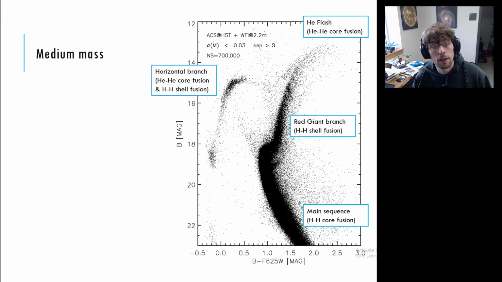This is called the horizontal branch, and it represents stars that are undergoing helium-helium core fusion and some hydrogen-hydrogen shell fusion. So this is when the core fusion actually initiates. And then as the star kind of settles down into its kind of rhythm, its groove, it ends up here on the horizontal branch.